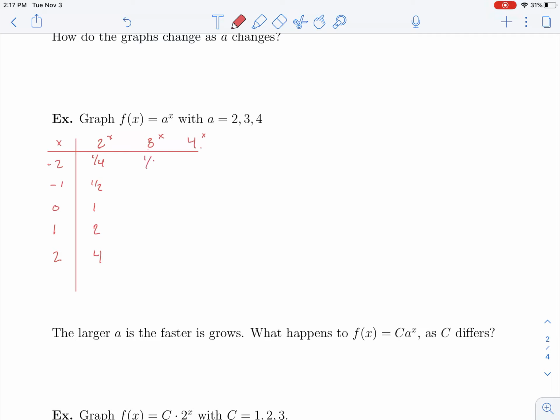2 and 4, and for 3 to the x, 1/9, 1/3, 1, 3 and 9. Oh, that's supposed to be 1/3. I was thinking about 4 too much. Got so excited. This one's 1/4, 1, 4, and 16.